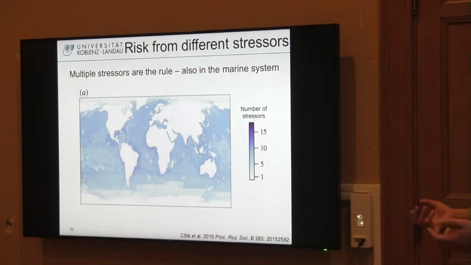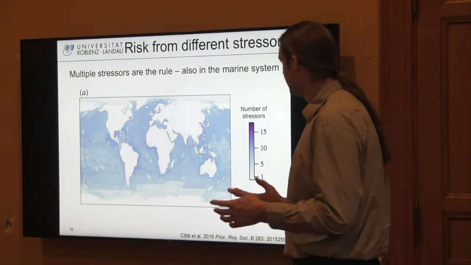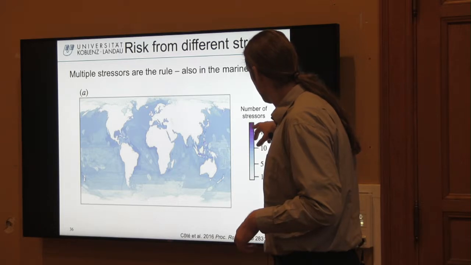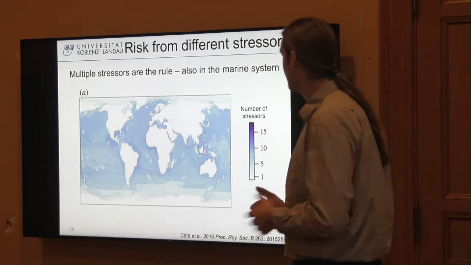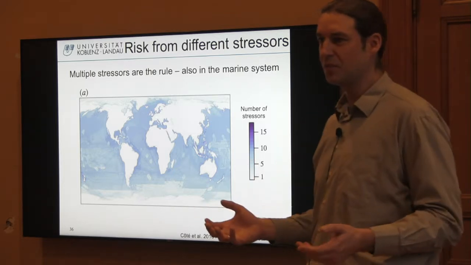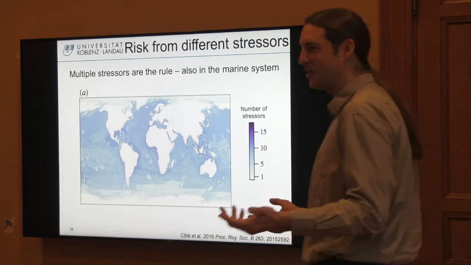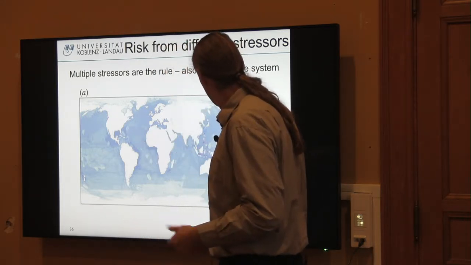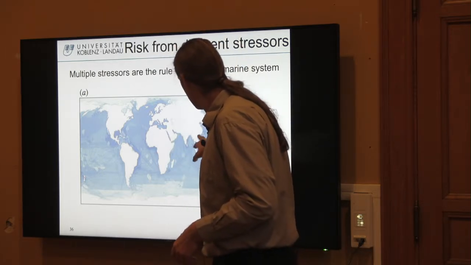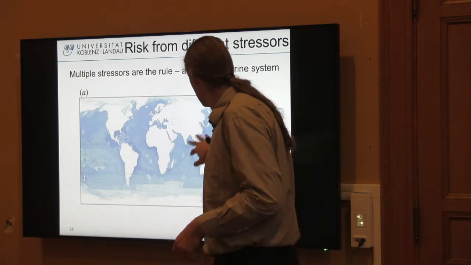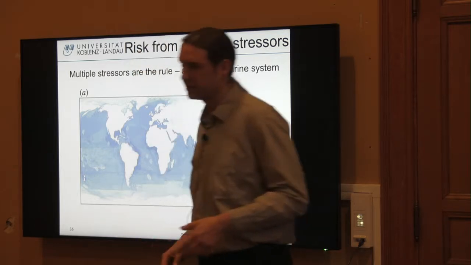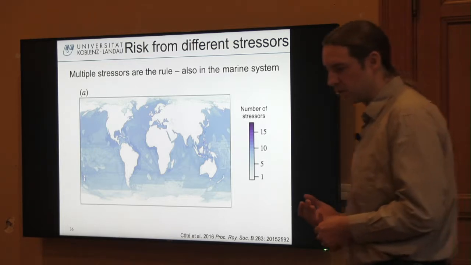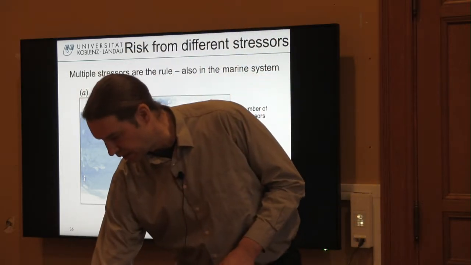If you take a little bit the broader picture, that's the marine ecosystem, and they looked at up to 15 stressors. That's in purple here, from white to purple, and you can see you only have no stress in the marine system if you are on continents. Well, that's not particularly helpful for the marine organisms, I guess. Generally you have also about between 5 to 10, but here in Southeast Asia you have up to 15 stressors along the coast of Australia. Along the coast particularly have quite many stressors co-occurring. So multiple stressors are generally the rule also in the marine ecosystem.